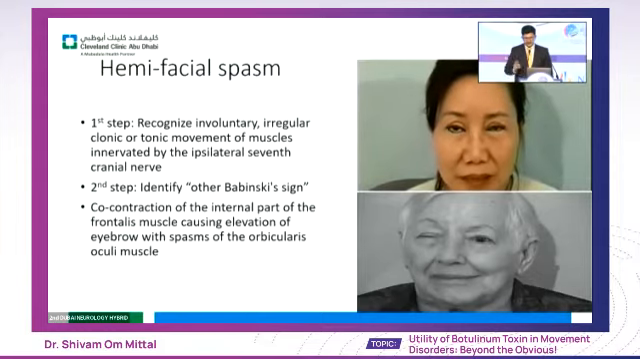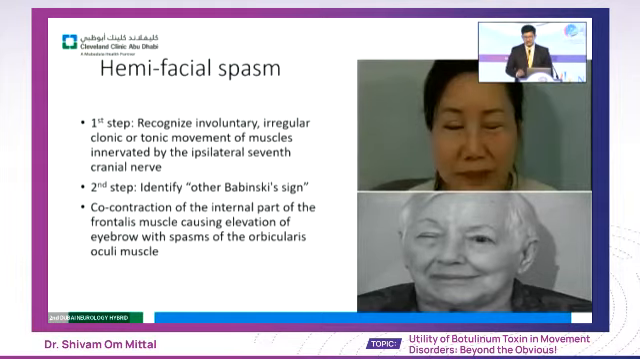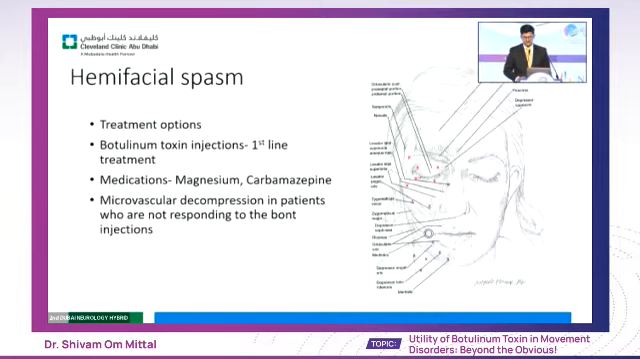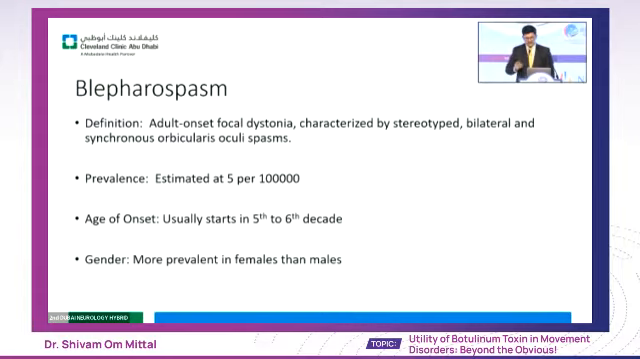Second thing is to identify the other Babinski sign. So what is the other Babinski sign? In the picture below, you see that the patient is trying to raise the eyebrow up. That is called the other Babinski sign. That is telling me that the patient is trying to open her eyes and it's not psychological. These are some muscles that we inject. I'm not going to go into the details.